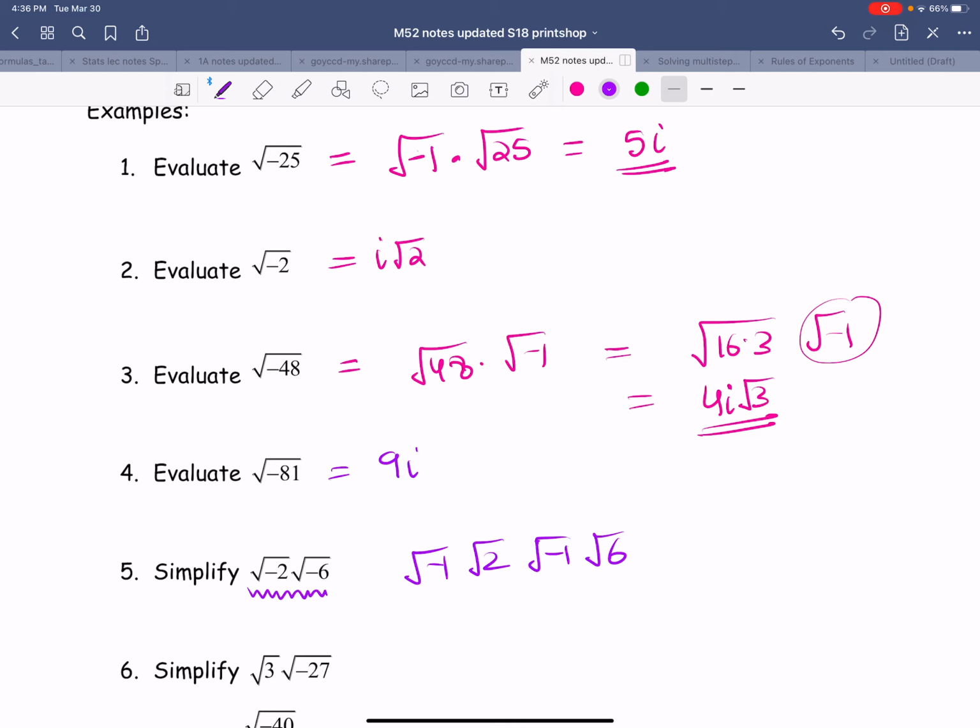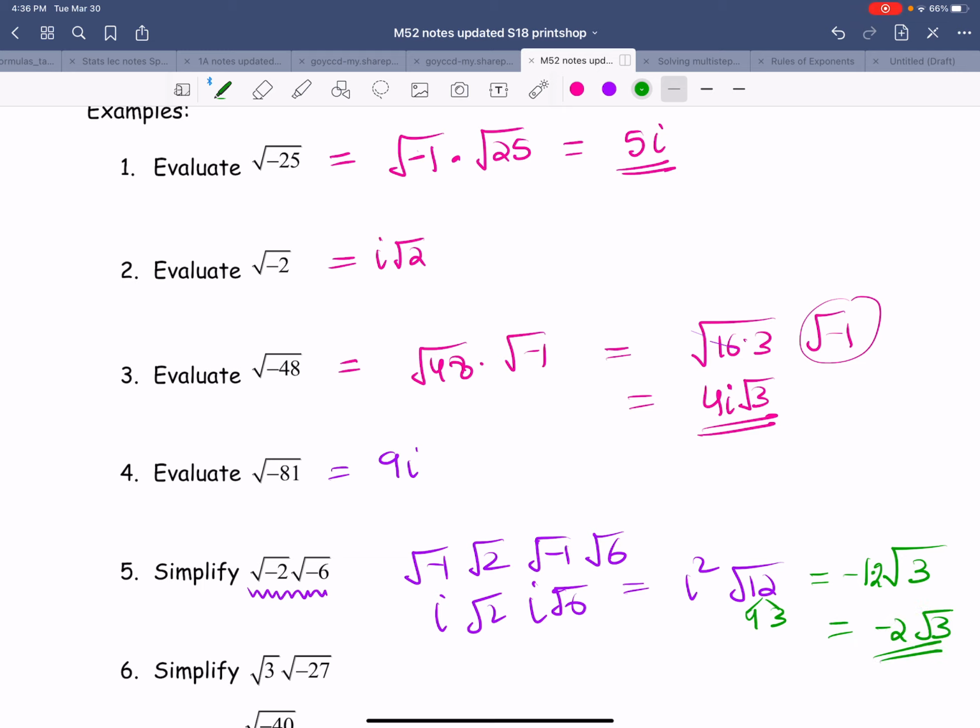So we can multiply the imaginary. This is i root 2 times i root 6, which is i square root 12. Now let's simplify it a little. i squared is equal to negative 1, and root 12, we can break it as 4 times 3, and I can pull a 2 out. So the 2 will be multiplied, so it's going to be negative 2 root 3 once we simplify it.